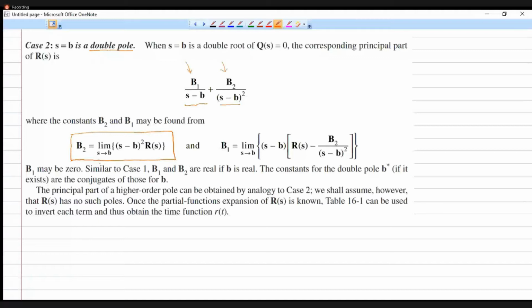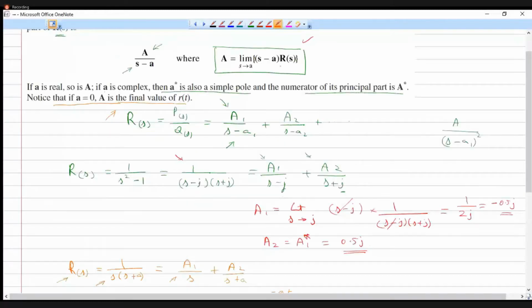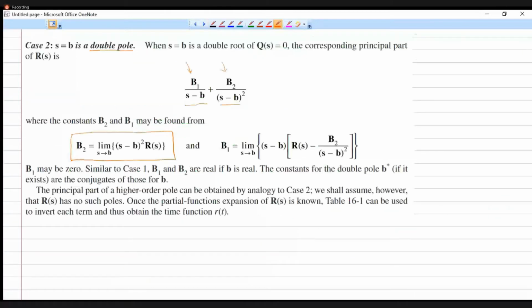This equation is similar to the equation that we used to find a1, which is limit s tending to a, s minus a into r of s. So just multiply s minus b the whole square to the original function and take limit s tending to b. Once you have b2 evaluated, in order to find b1, just subtract the principal part containing the constant b2 from the original function r of s, and then multiply it with s minus b, the denominator of the first principal part, and then take limit s tends to b. So this is the trick that we can use to find out the constants of the partial fraction.